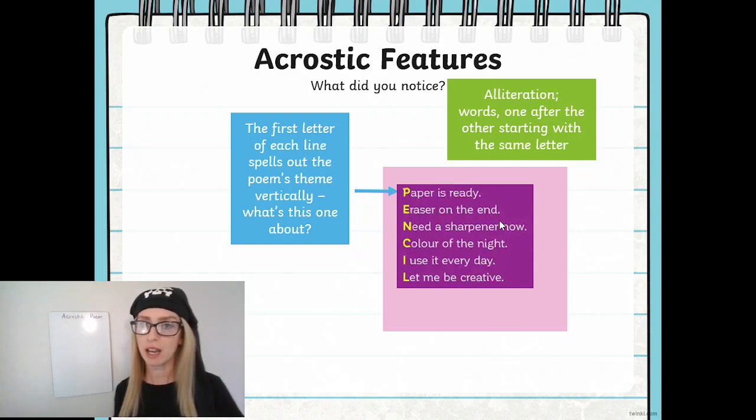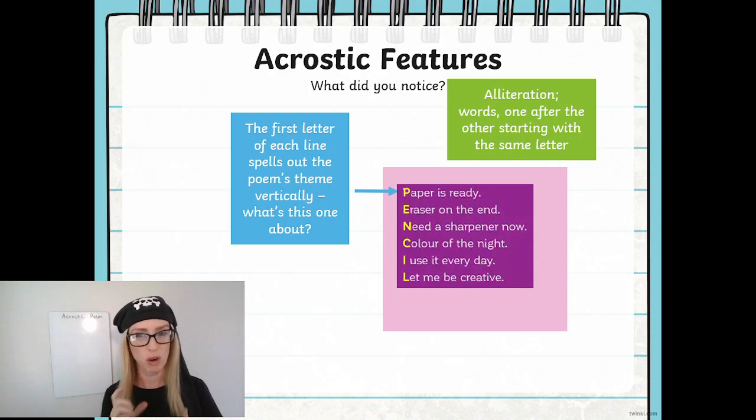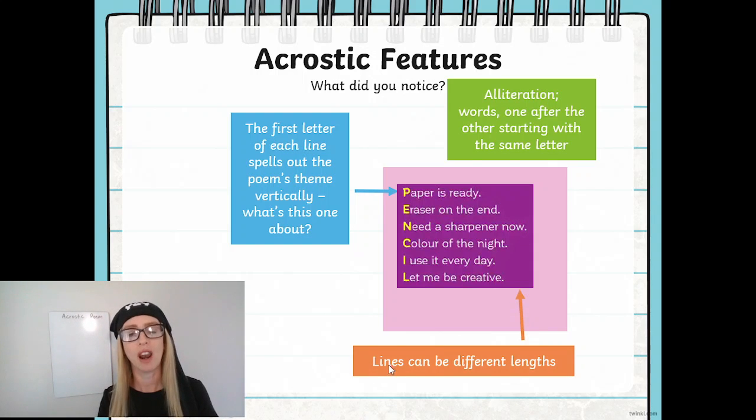Now, I know you may have seen acrostic poems with just words, one word per line, but I think in year 1 and year 2 we're a bit beyond that. Okay, so we are writing full sentences. Acrostic poems can also use alliteration, where one word after the other starts with the same letter. This poem hasn't done that, but this author could have written something like paper is perfect or perfect paper. Both of those words start with P, which is what alliteration is. Okay, also we know that lines can be different lengths, okay?